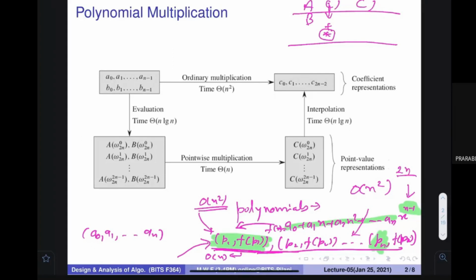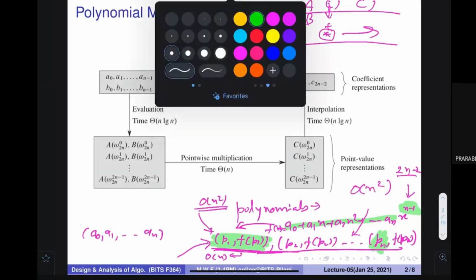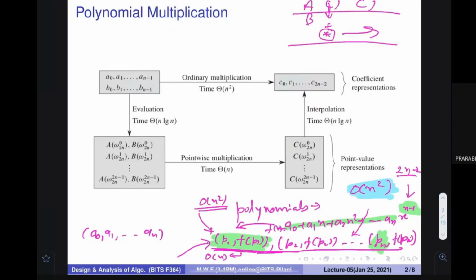So this is an important thing we can do: very easily we can find the multiplication. The only problem with this particular approach is that the conversion takes a lot of time. A function can be represented very effectively in the point value form. By effective, I mean that if you represent the function this way, finding the multiplication, summation, etc. takes only order of n time.